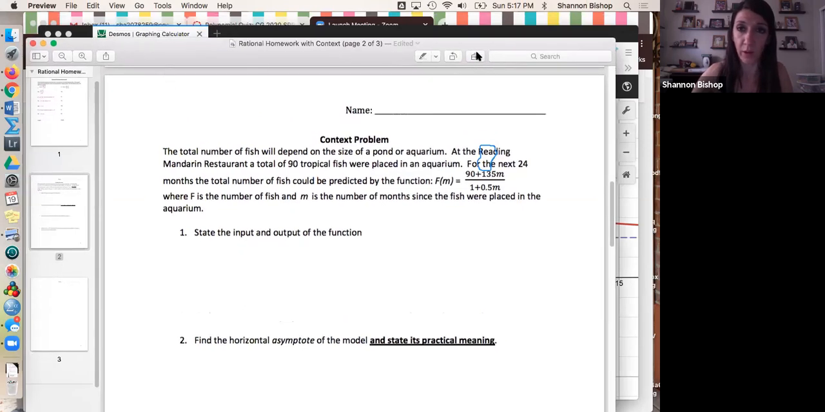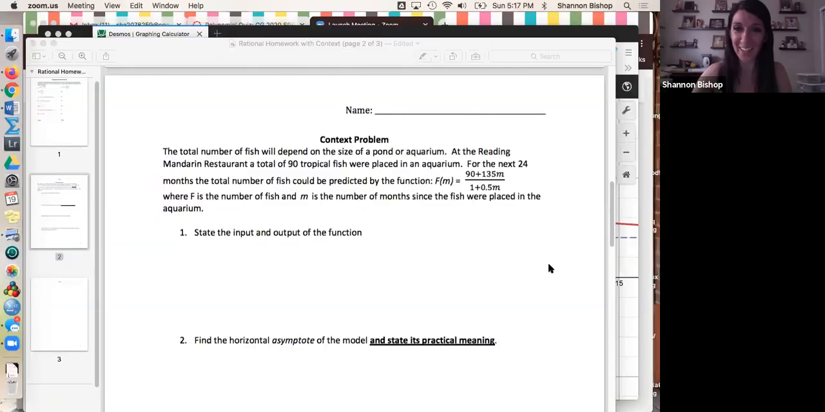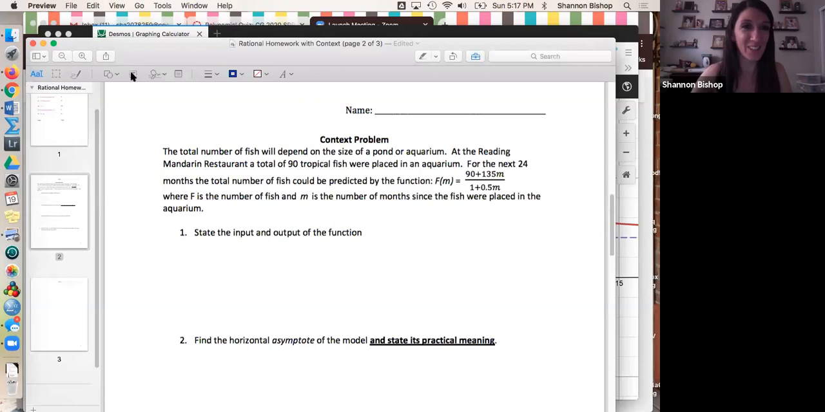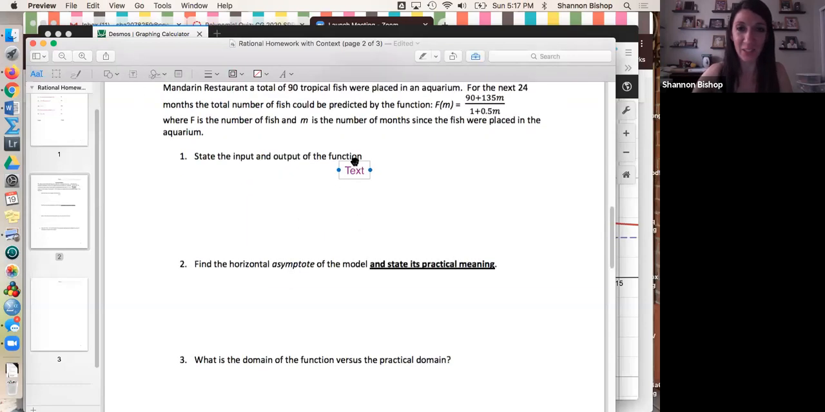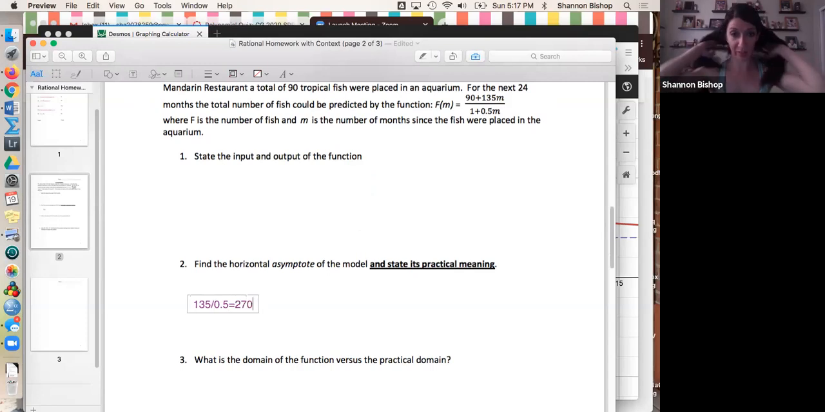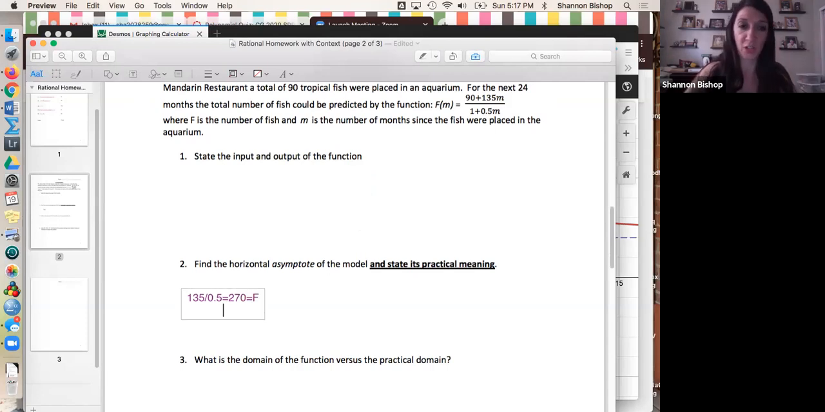Okay, you need to go away. There we go. Sorry, go back. There we go. So the horizontal asymptote is whatever 135 divided by 0.5 is, which I know is 270. So the value of the horizontal asymptote in this problem is 270. Now we usually call it by its output letter, which for this particular problem is F for fish. So F equals 270 is our horizontal asymptote.